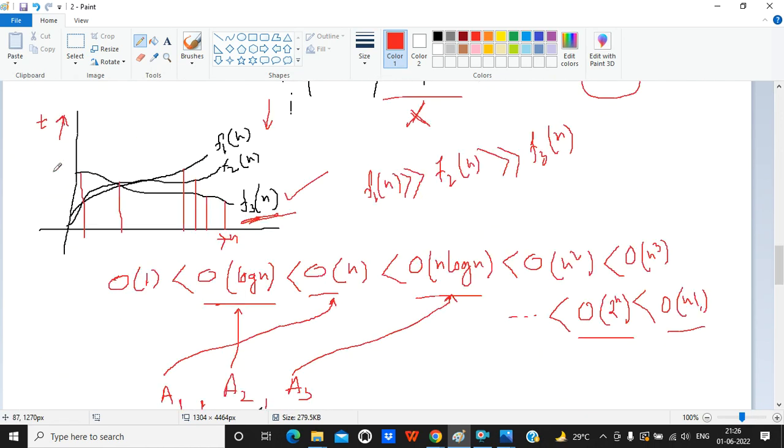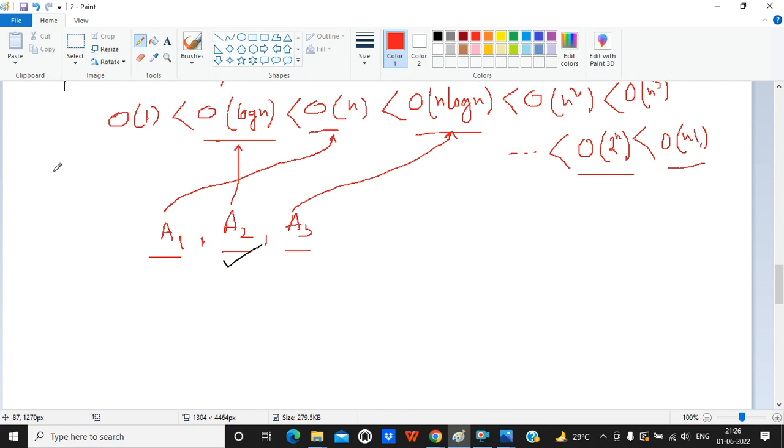So this is all about big O notation and how to consider the asymptotic notations here. Another two asymptotic notations we will also discuss in later classes. Tell me if you want to say anything.